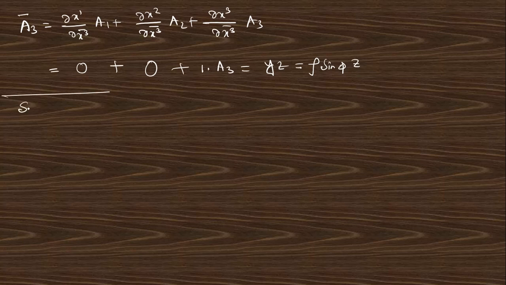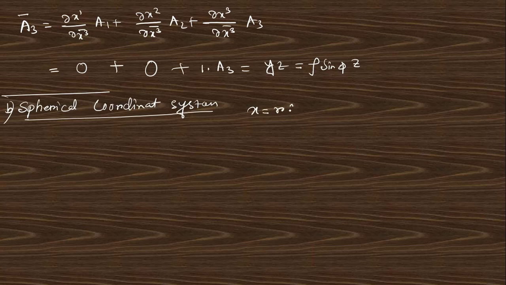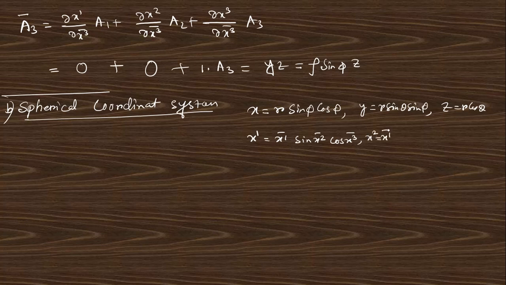Clear? So this is all about the cylindrical coordinate system. Now we come to the spherical coordinate system. For spherical coordinate system, you remember the relation x equals r sin theta cos phi, y equals r sin theta sin phi, and z equals r cos theta. So if you note it in the tensor form, that is x1 equals x̄1 sin x̄2 cos x̄3, x2 equals x̄1 sin x̄2 sin x̄3, and z is the x3 equals x̄1 cos x̄2.